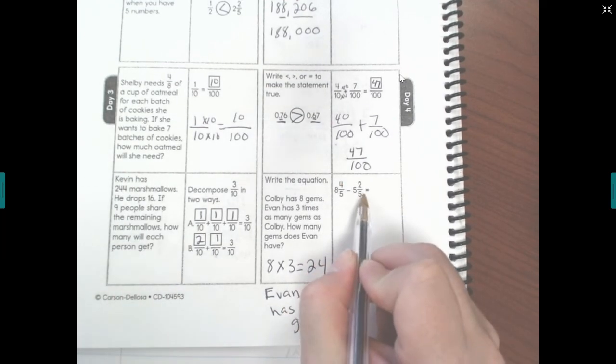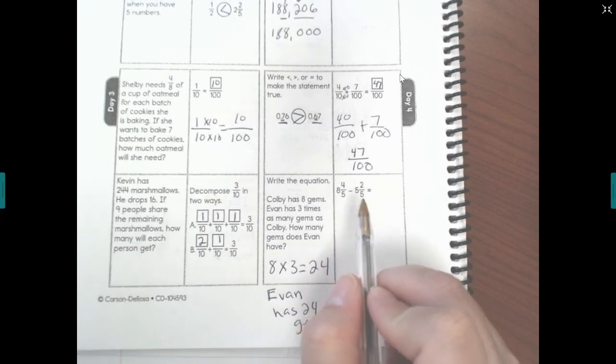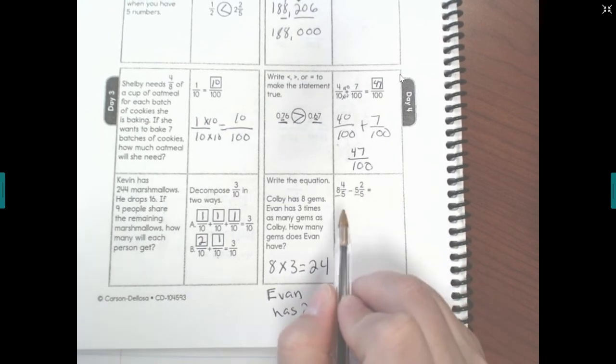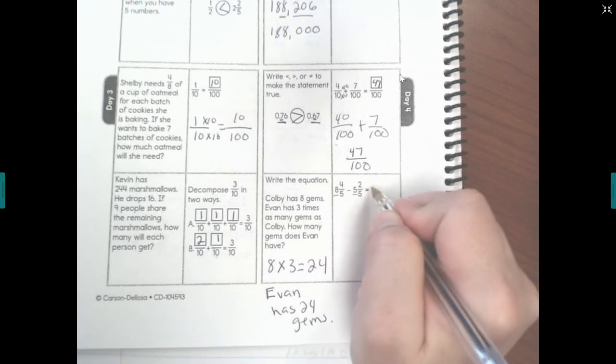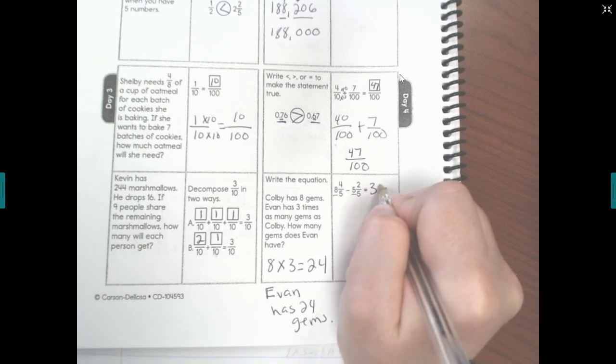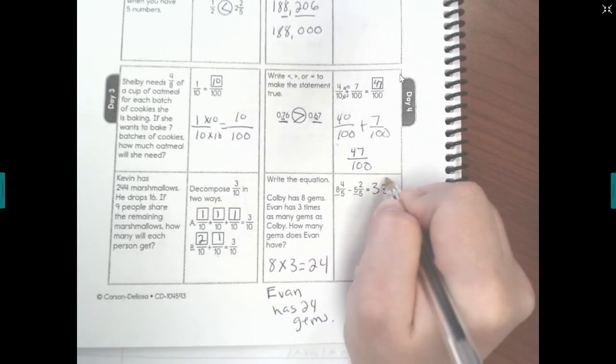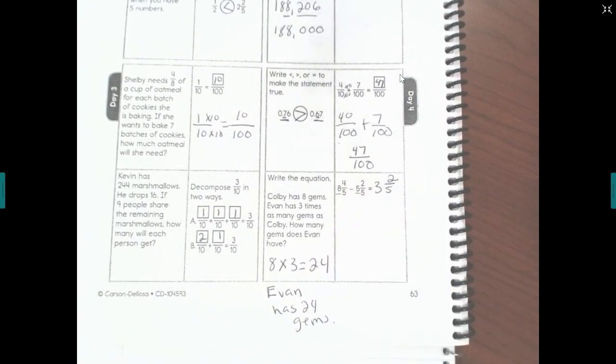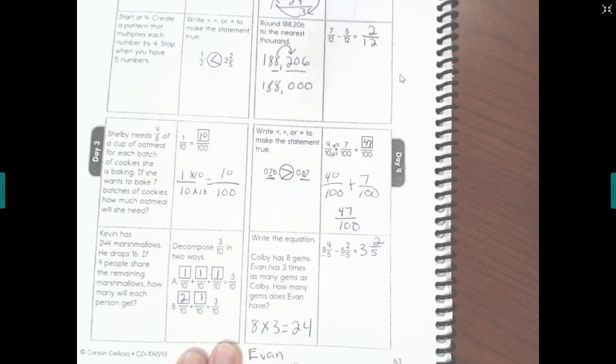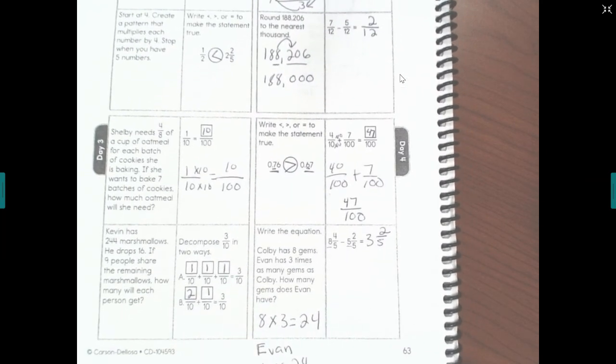All right, last but not least, we're going to subtract. First, we got to look at our fractions, and this one's larger than this one, so I can just subtract my whole numbers first. So 8 minus 5 is 3. Denominator stays the same. 4 minus 2 is 2. So 3 2/5.